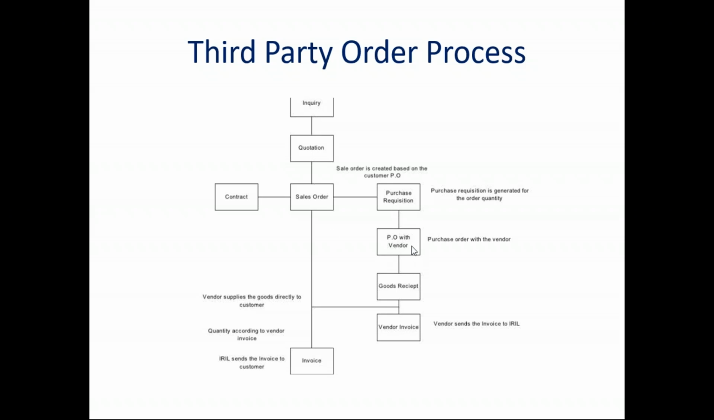So purchase requisition, purchase order, goods receipt, and then the vendor will send the goods to your customer, and then the vendor will send the invoice to you. You receive the invoice and you make the payment to the vendor. But whatever money you paid to your vendor, you collect from your customer who initially placed the order with your company. So this is how the third party order process actually happens in the system. Does everybody understand?